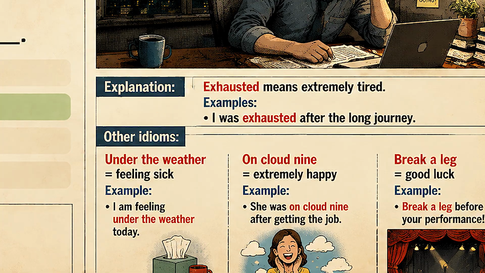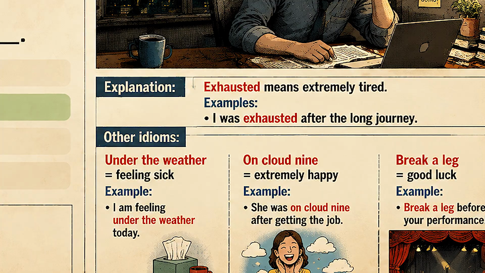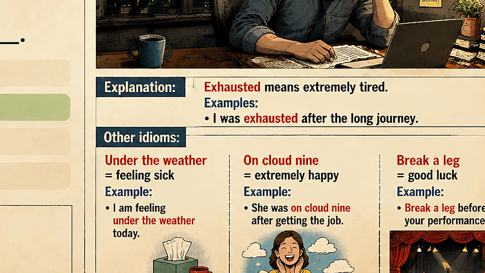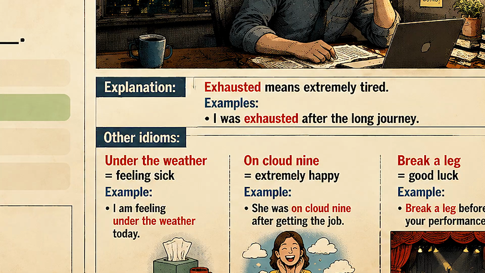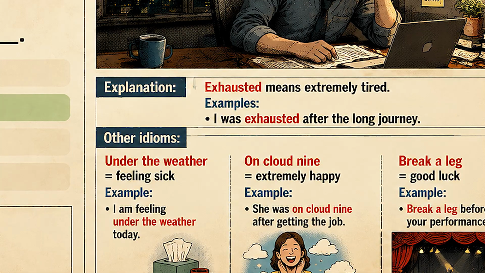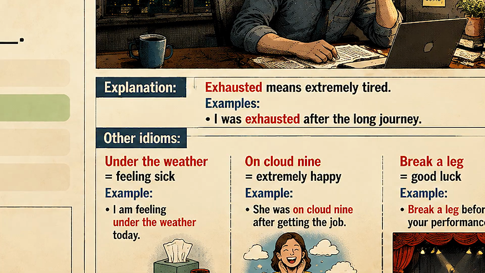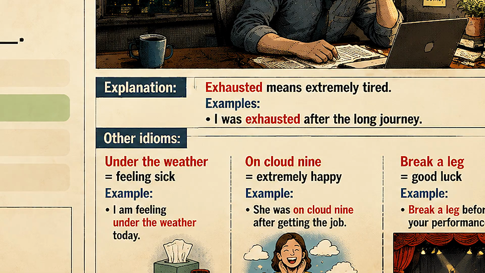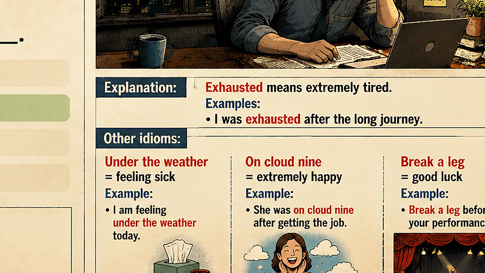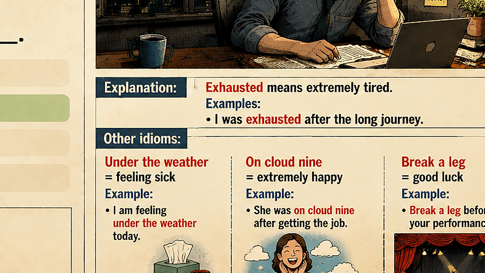Now, let's look at the sentence again. After working for 10 hours, I was completely exhausted. It means working for 10 hours is a long and difficult activity, so feeling extremely tired is the natural result. It is why exhausted is correct. Now let's learn some more useful expressions as well. The first one is under the weather. Under the weather means feeling sick or not feeling well.